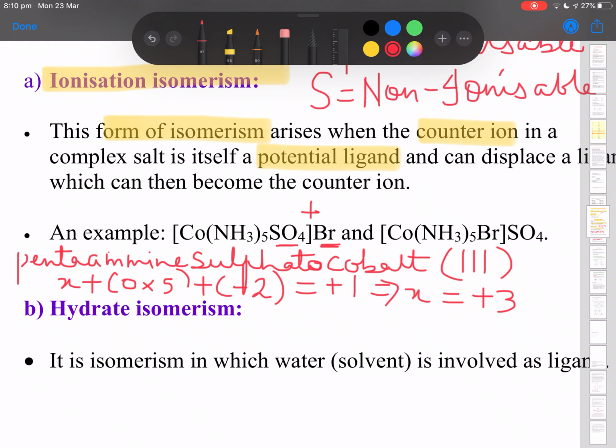Now, if you want to find its ionization isomer, how will you do that? There is an exchange between the primary valency and the ligand. So bromide ion enters inside the complex as a ligand, and sulfate moves out as a counter ion, which can be observed here very well. So that's the ionization isomerism.